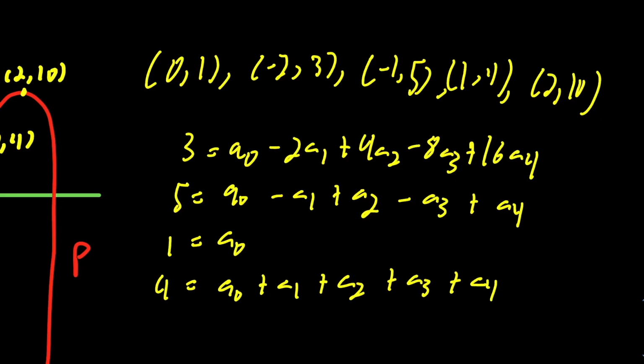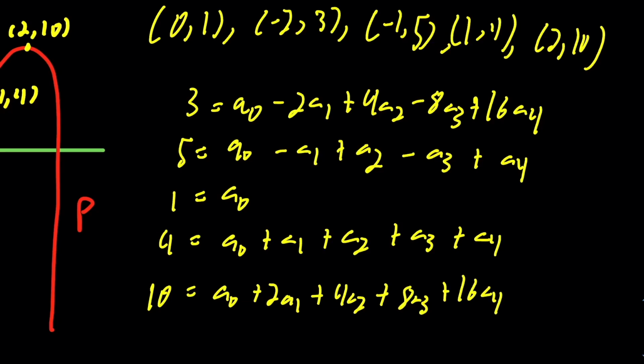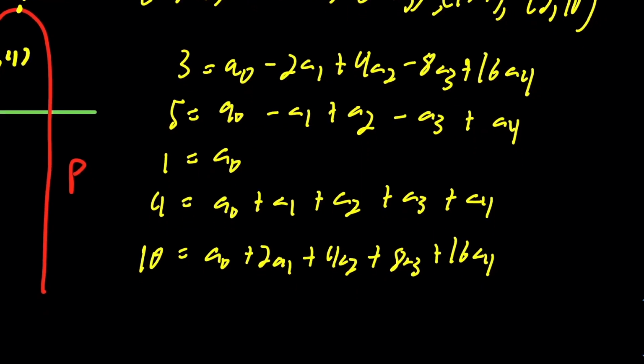Now, what happens when x is equal to 2? Well, you get the same equation as the first one, the top one. But since it's a positive 2, it's going to look a little different. How so? We're about to find out. So when x is equal to 2, p of x is 10. And we get a naught plus 2a1 plus 4a2 plus 8a3 plus 16a4. And voila. This is our system of equations.